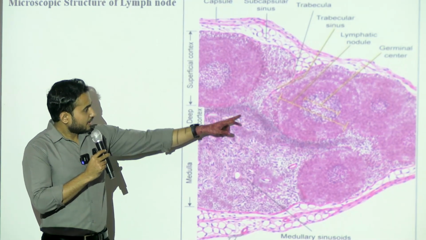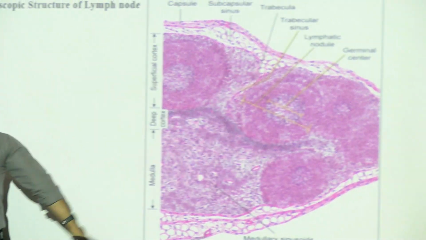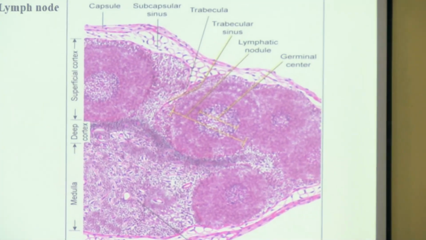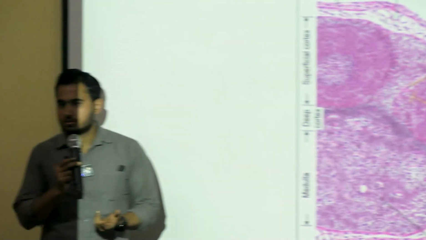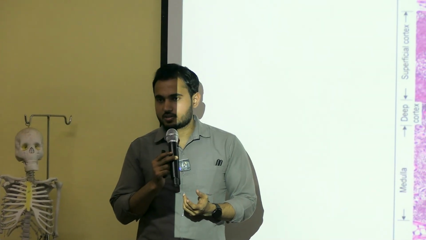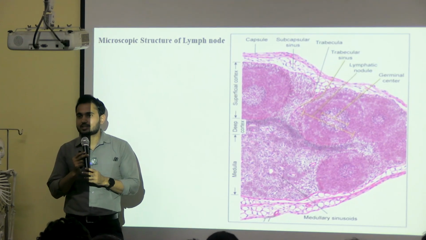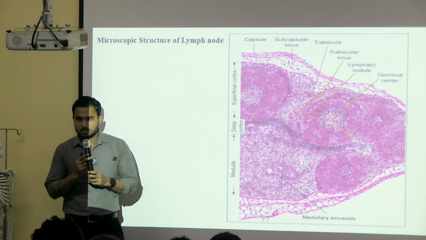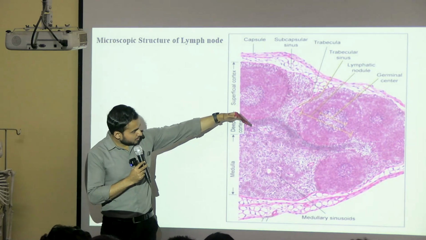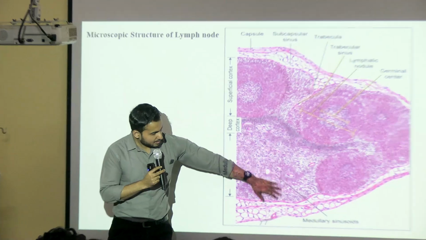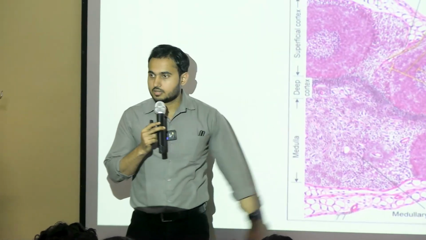So this particular area is called the deep cortex, also called the paracortex. What is present over here? T lymphocytes. Here T lymphocytes are more, that's why it is called the thymus dependent zone. Next, if you come more deep, what will you find? This entire part is the medulla.